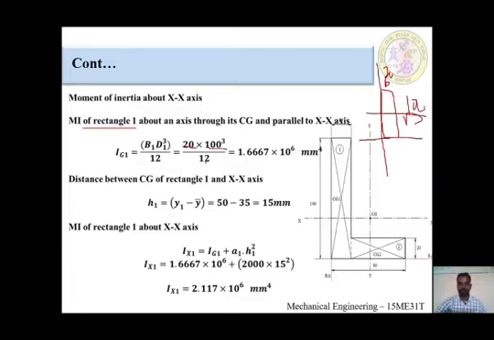As per the formula, 100 into 20 cube divided by 12, we got the value 1.6667 into 10 raised to 6 millimeter raised to 4. This is the value of Ig1. How to find out the H1?